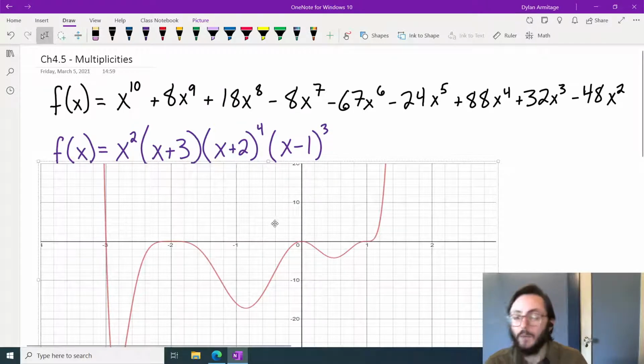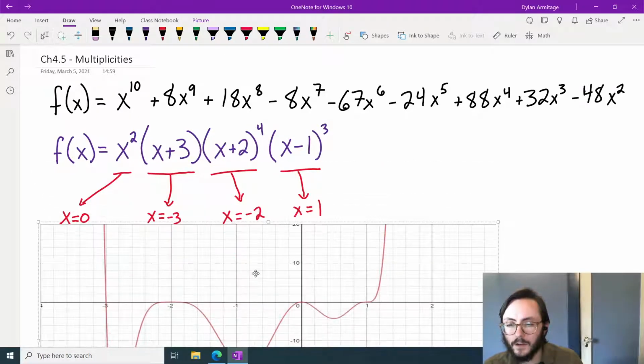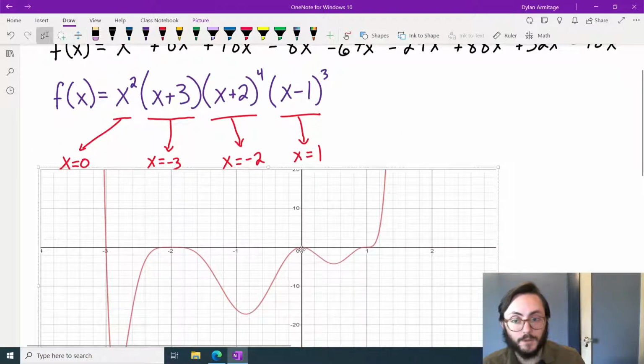So we can easily get the roots from this. We have x equals 0 from the x squared, which is right there. We have x equals negative 3 right there. Here we have x equals negative 2 right there. And we have x equals positive 1 right there. And now we should see from these roots that they all look slightly different. Even this one looks a little bit different than this one, but not too much.